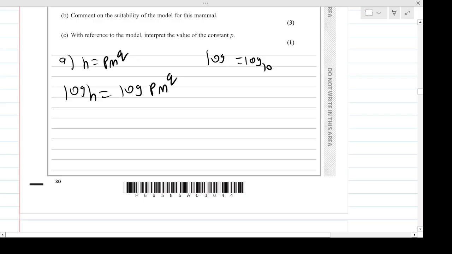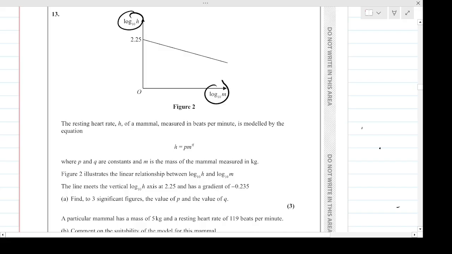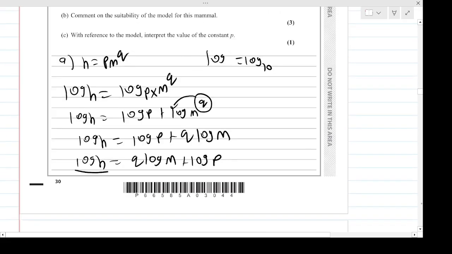Then what I can do is, again, I can split up this product here. This is p times m to the q. So I can say log h, using my log laws, is log p add log m to the q. Then the power q comes to the front. So then log h is log p add q log m. And I can rearrange this a little bit to log h is q log m add log p. And so what we've got here is log h and log m. But we've also got the equation log h and log m here.